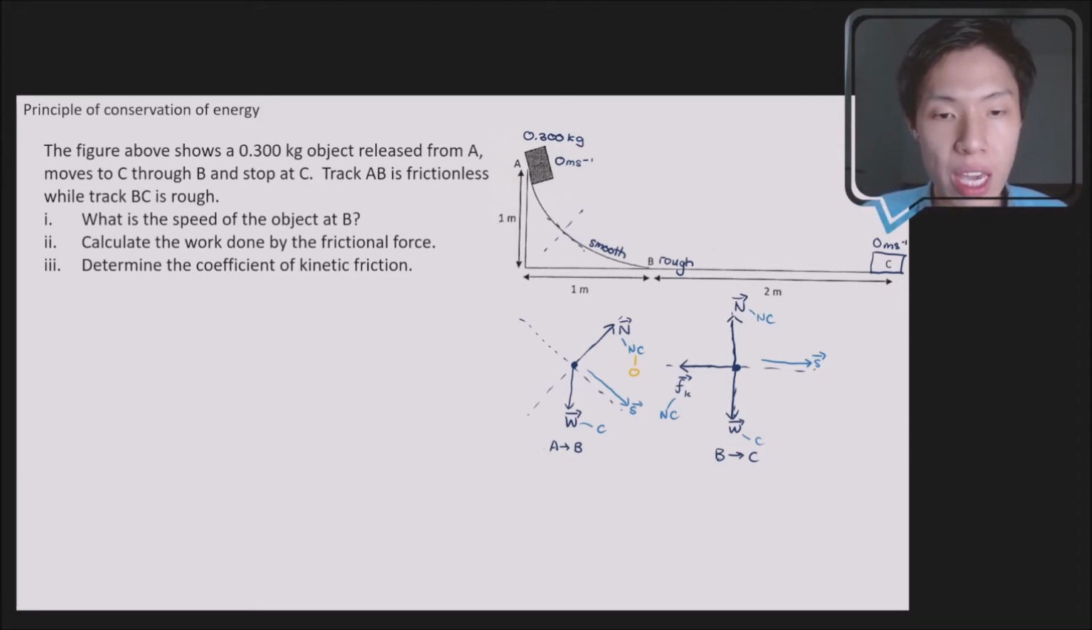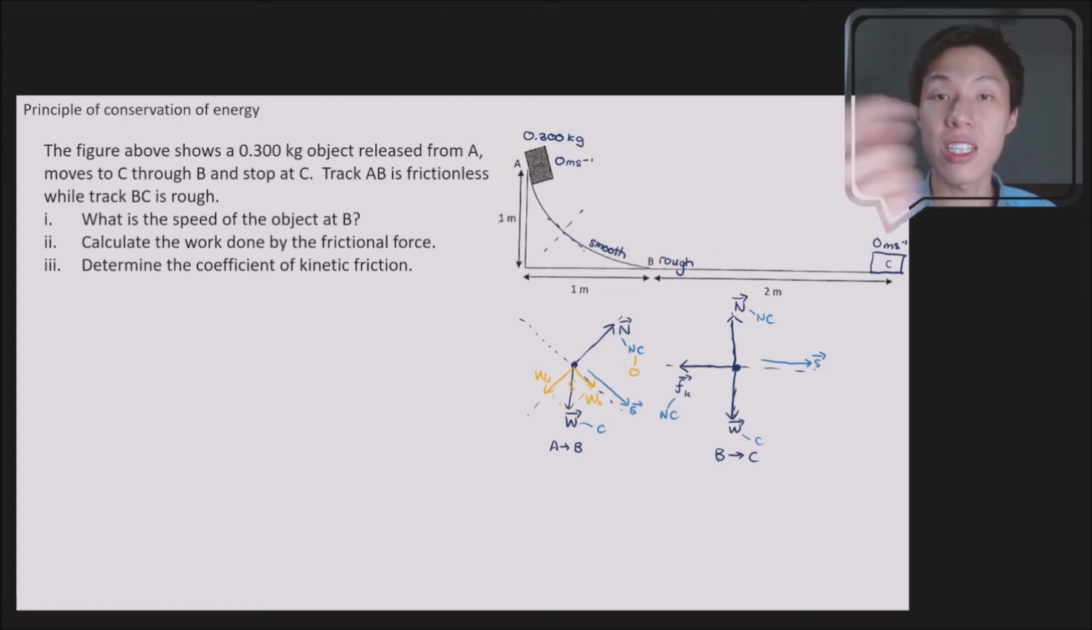So for the journey from A to B, the only force that is doing work will be the weight, because the weight you can resolve into two components. One component that is perpendicular to the displacement, and one component which is parallel to the displacement. So only the component that is parallel to the displacement will be doing work, and in this case, the work done by weight parallel to the displacement is in the direction of the displacement. Therefore, you should expect a positive work done by gravity over here.